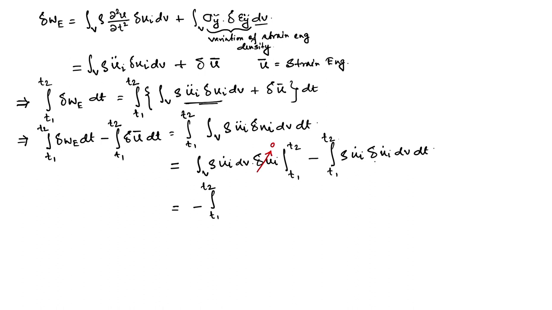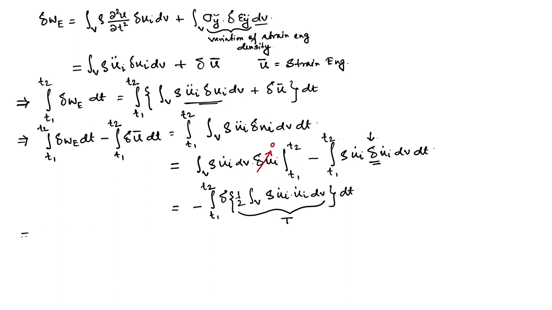So, this is nothing but minus the integral t1 to t2, and then this delta operator can commute. So, what we can do is delta, then obviously half the volume integral rho u_i dot u_i dot dV dt. Again, I repeat. This delta operator commutes with the integral, and then if we simplify, we get this expression. Now, you can conclude that this quantity inside the third bracket is what? This is nothing but the kinetic energy.